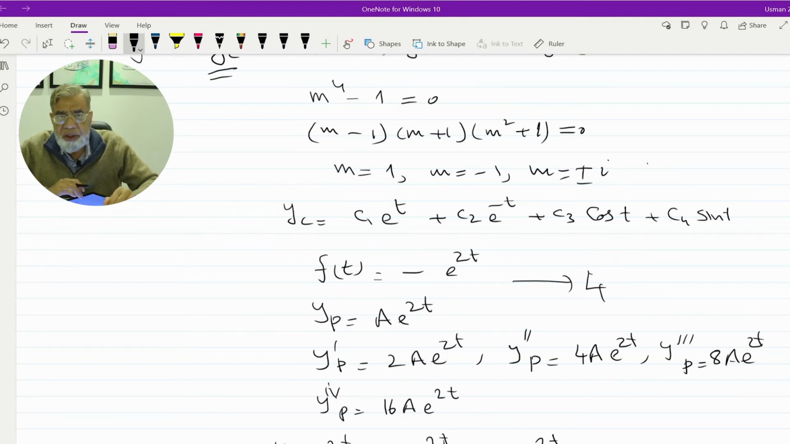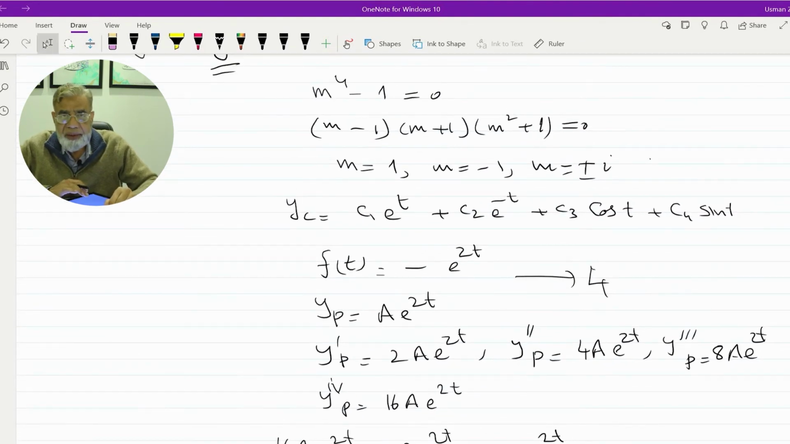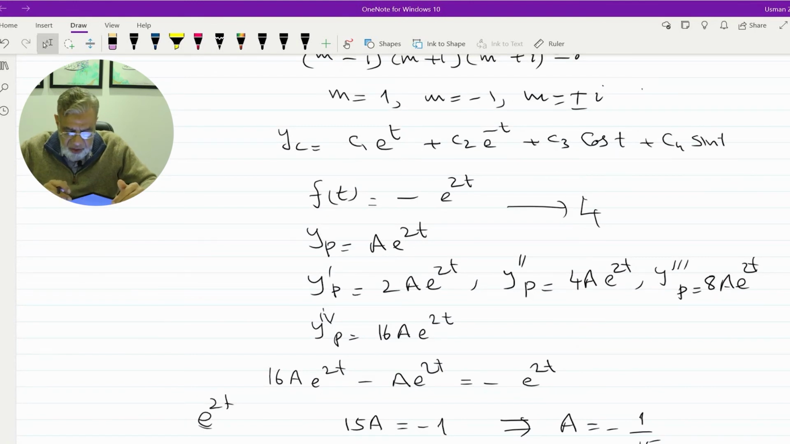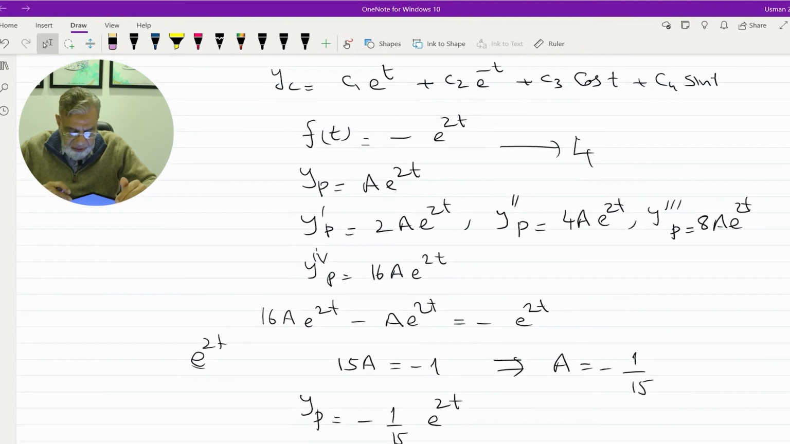Now we want to find the particular solution. Our right hand side f of t is minus e to the power 2t. So we get the value of yp. We take a, because it is only a constant. If it is a variable t, then we get at plus b. If it is t squared, then we get at squared plus bt plus c. So here it is only constants, we take a e to the power 2t. Then we take the derivatives: y dash is 2a e to the power 2t, y double dash is 4a e to the power 2t, y triple dash is 8a e to the power 2t, and the fourth derivative will be 16a e to the power 2t.